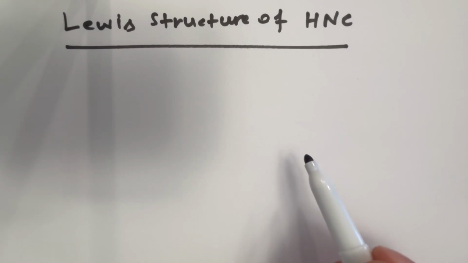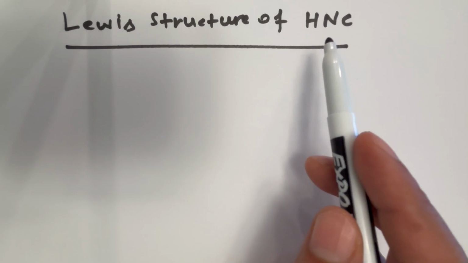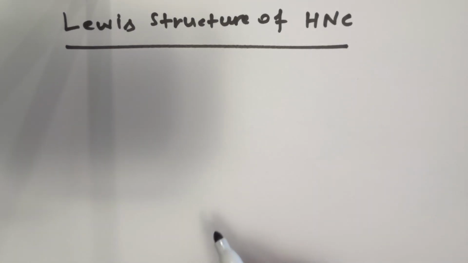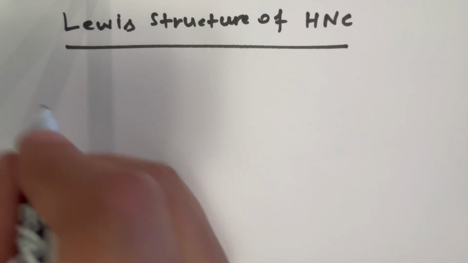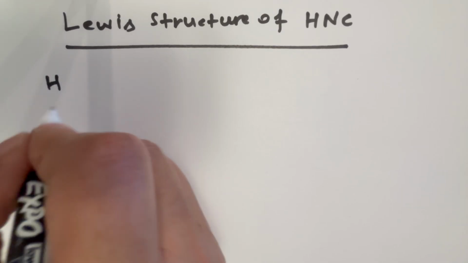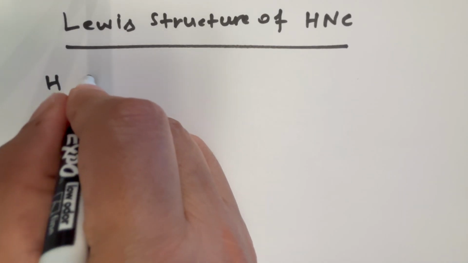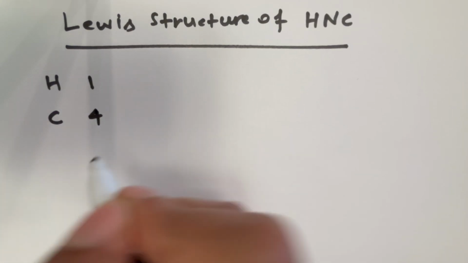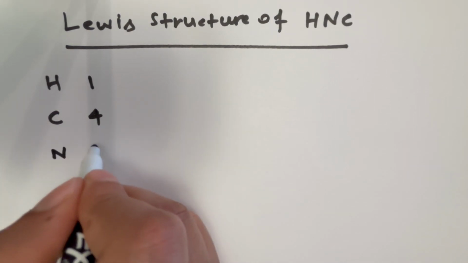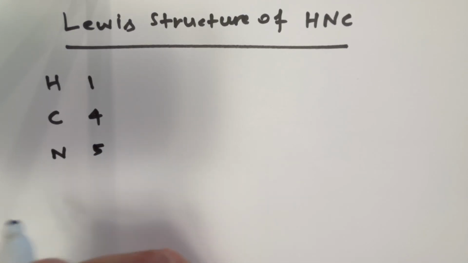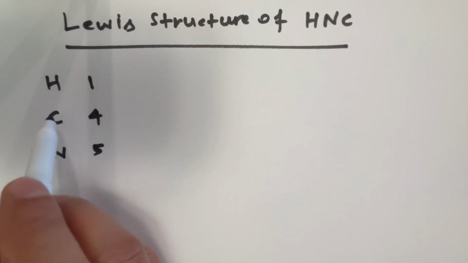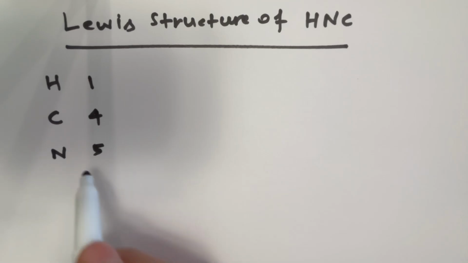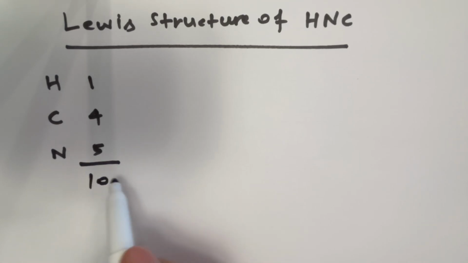Hello everyone, in this video we are going to write down the Lewis structure of hydrogen isocyanide. Like hydrogen cyanide, we do have 10 valence electrons in hydrogen isocyanide. 1 electron comes from hydrogen, 4 valence electrons come from carbon and 5 valence electrons come from nitrogen. We are ignoring the 1s2 core electrons of carbon as well as nitrogen. So, the total number of valence electrons here is 10.